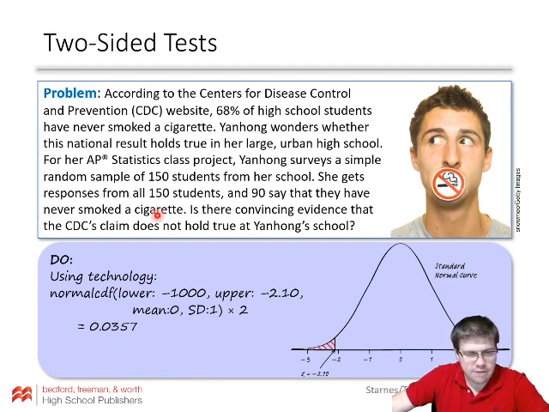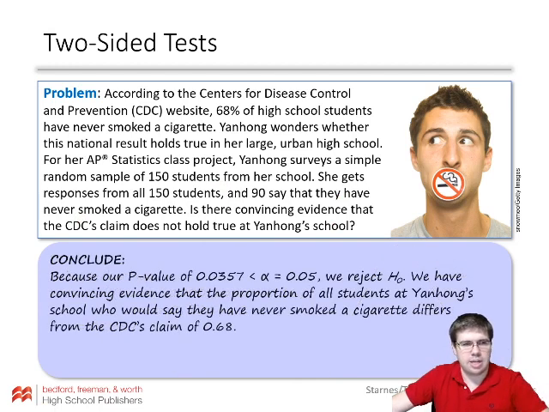And so we have done our work, and now we're ready to conclude. We get to compare that to alpha and draw our conclusion. They do this in two sentences. Because our p-value of 0.0357 is less than alpha, we reject the null hypothesis. The first sentence is kind of simple. Make sure we always address that. And then we address the alternative as well.